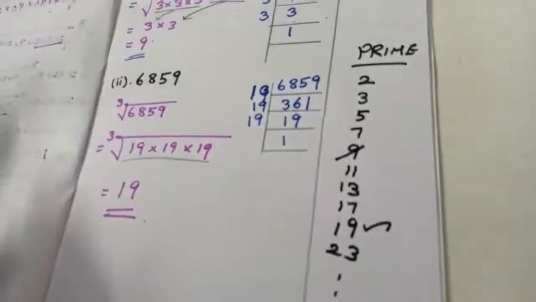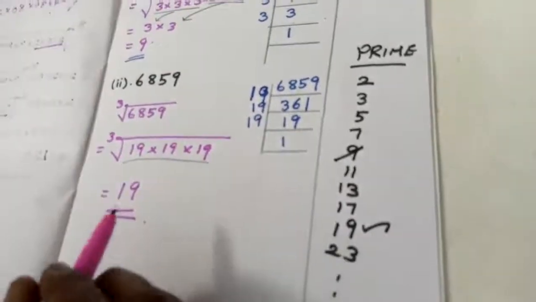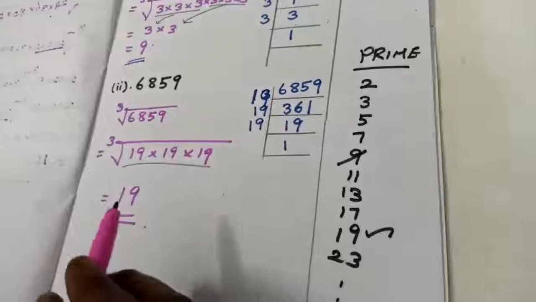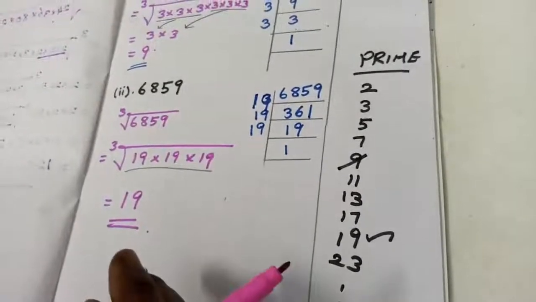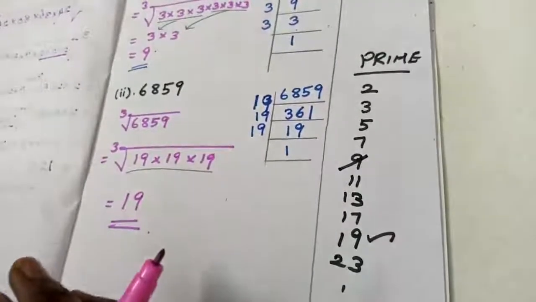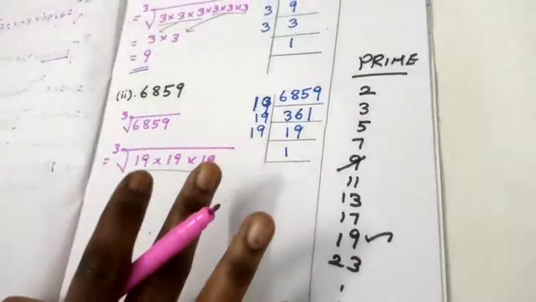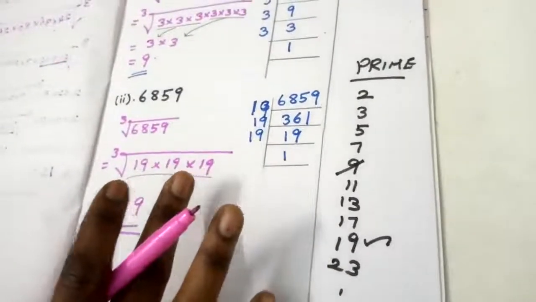And in this class we have completed square root and cube root, how to find the square root and cube root of the given number. I want you to take down all these sums in your classwork notes, students. Understand the concept and then do the sums.